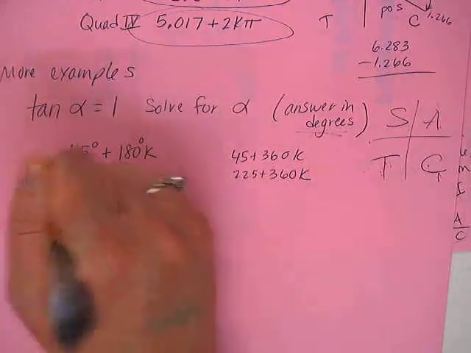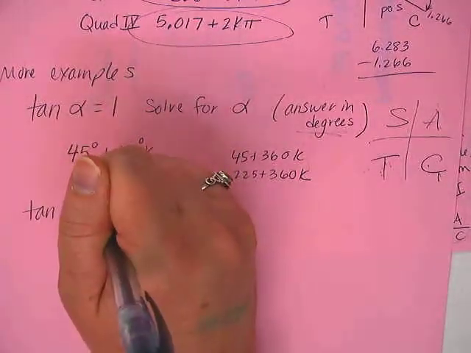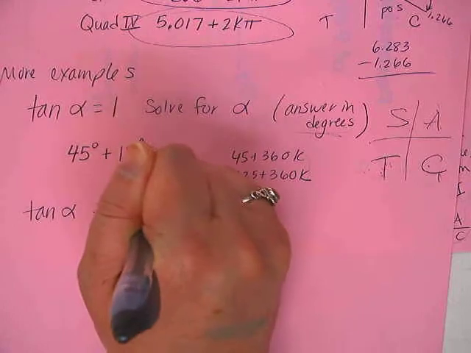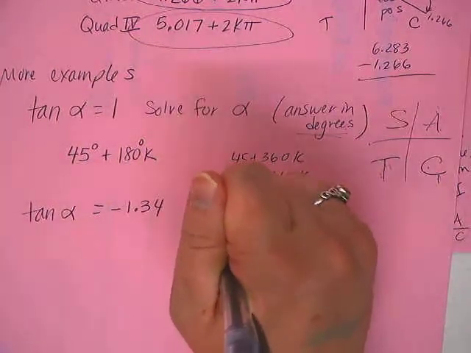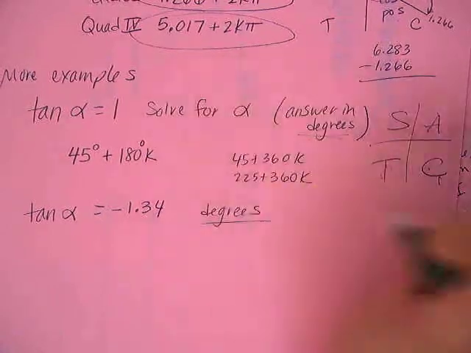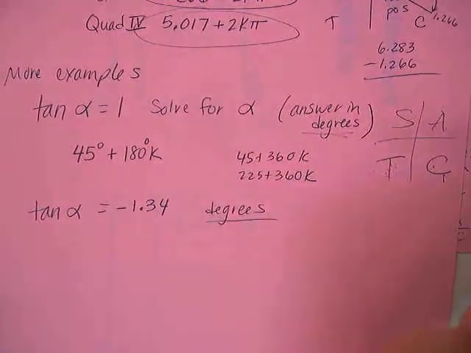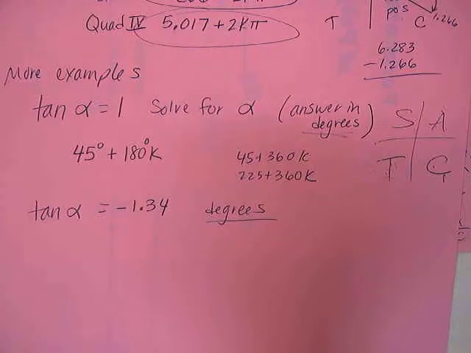Do you want to do another one? You want to do like a calculator one again? Let's do a calculator one. Negative, ooh, this one's ugly. Negative 1.34. Let's do it in degrees again. And yeah, take it from there.